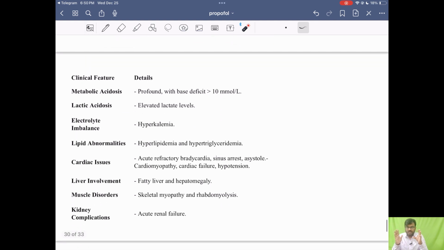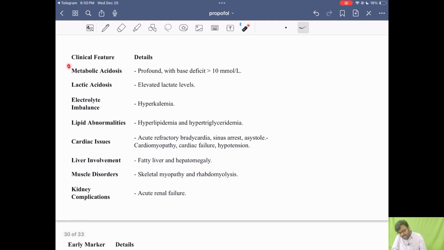Now we'll see the clinical features of propofol infusion syndrome. How this happens we have just discussed, but now we'll summarize it. The first thing is metabolic acidosis. We see metabolic acidosis, and if it is there, it is very profound, with a base deficit of more than 10 millimole per liter. What is base deficit? We'll discuss it in the acid-base chapter. For now, you should know that base deficit will be more than 10 millimole per liter if metabolic acidosis is there in propofol infusion syndrome. Second, along with metabolic acidosis, another acidosis can be there, that is lactic acidosis.